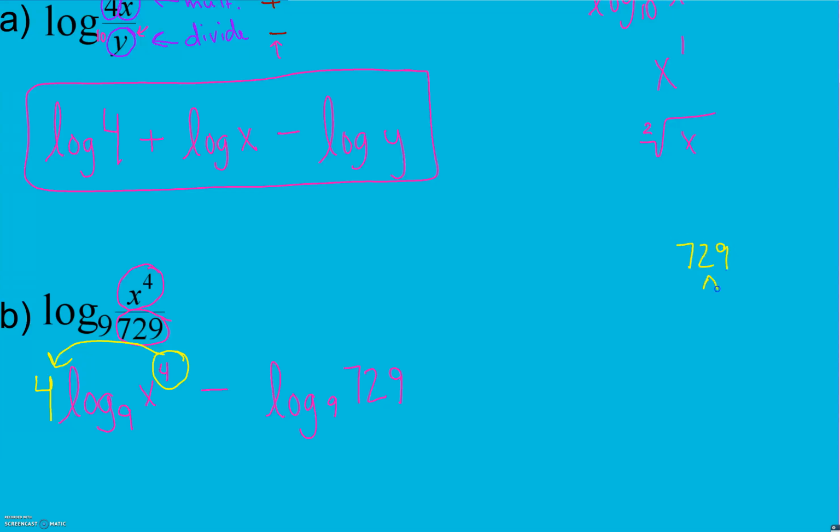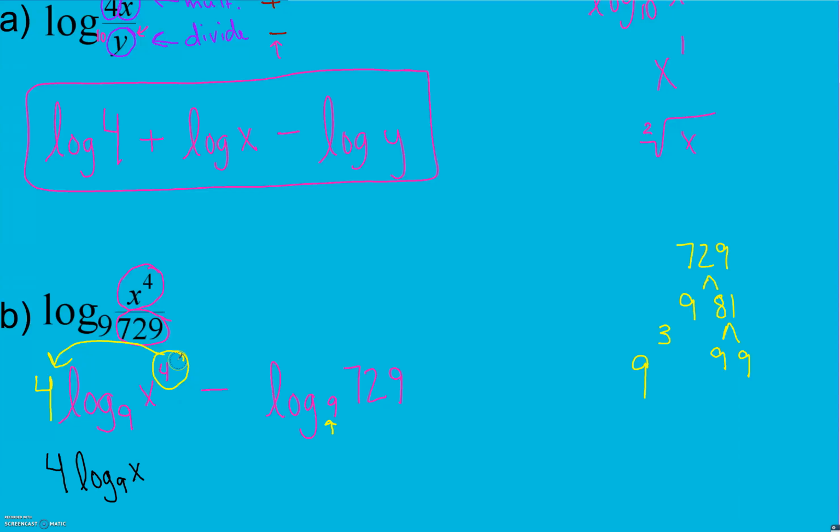729, if we break it down, is 9 times 9 times 9. Okay, it's 9 cubed. We also could have broken it down into 3s and simplified. I stopped at the 9s because my base is a 9, and that's going to be helpful here in just a second. So when we rewrite this, I'm going to have 4 times log base 9 of x.